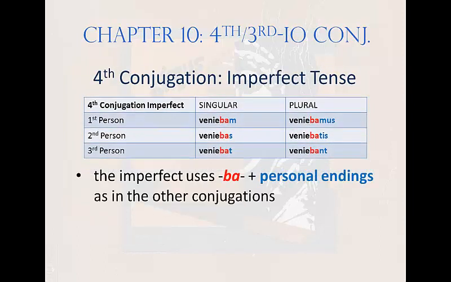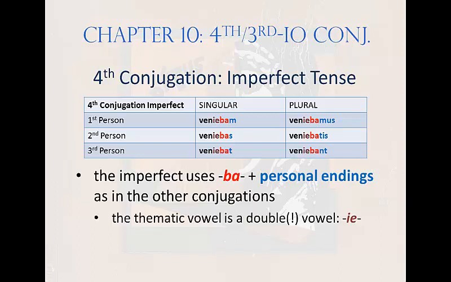The imperfect tense in fourth conjugation presents few surprises too. It uses the tense marker BA, just like the other conjugations, and to that adds personal endings. The only irregularity of any sort is that fourth conjugation uses a double thematic vowel, IE, in the imperfect. But that hardly counts as a surprise, given how strong the presence of I is at the end of the base in fourth conjugation. Thus, the imperfect in fourth conjugation follows along the lines of veniebam, veniebas, veniebat, and so on.